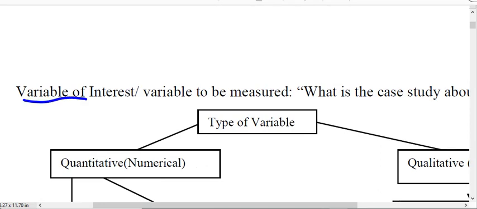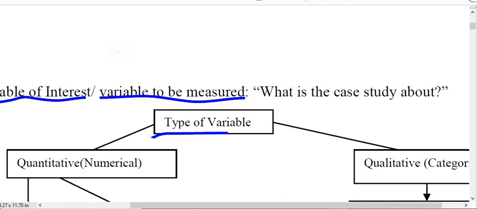Now, what is the variable of interest, or variable to be measured? Variable of interest or variable to be measured, the meaning is the same. It's actually, what is this case study about?